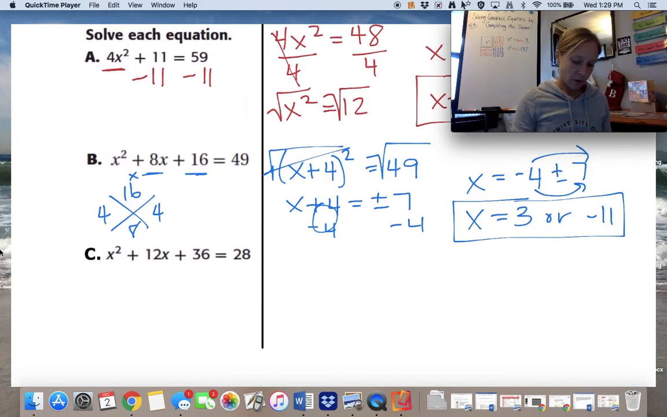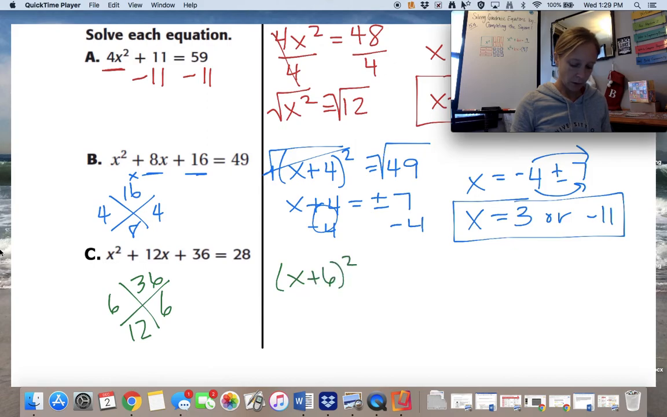Okay, so I see something that looks like I can factor. Let's see here. 36, what multiplies to 36 and adds to 12? That would be 6 and 6, so I can write it as x plus 6, quantity squared. The unfortunate thing is 28 is not a perfect square. So basically we're putting these two problems together.